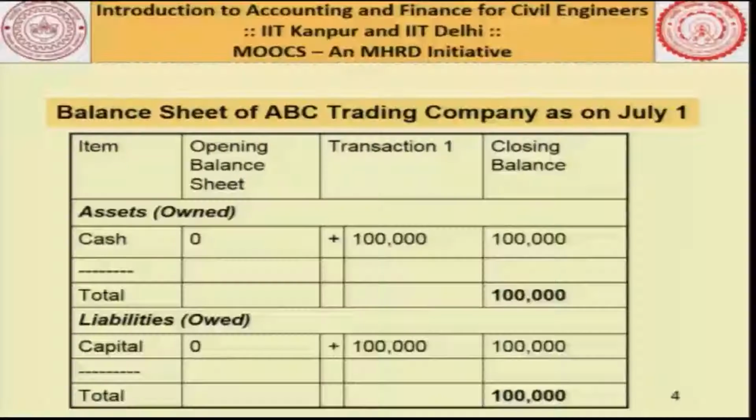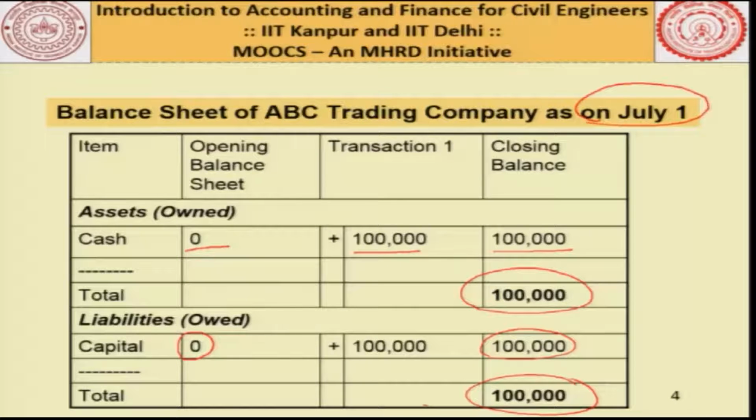So, what do I show? I show under assets like this. Cash: before this formation it was 0, now 100,000 has been added. So, my total cash becomes 100,000. So, this is my total asset, 100,000. What is there in the liability? I had 0 capital before the formation of this company, I added 100,000. So, my total liability is again equal to 100,000. So, this is known as the balance sheet of the ABC Trading Company as on July 1.